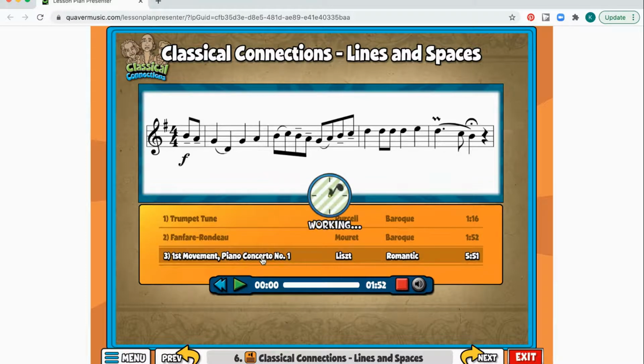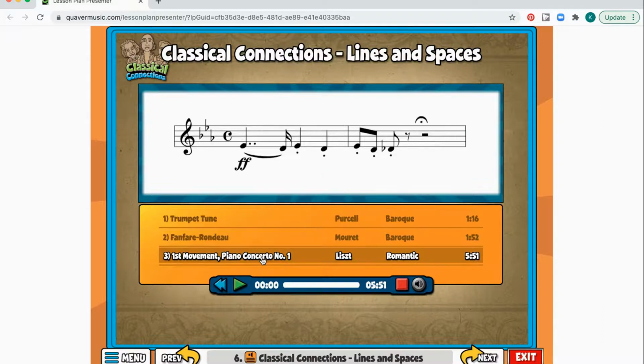Let's take a look at the very third song. This is from a different time period, musical period. This is from the Romantic musical period, and it was composed by Liszt. Now, this song is quite a bit longer, so really try to keep your attention on trying to hear the melody and trying to hear when the trumpet comes in. So let's give it a try.